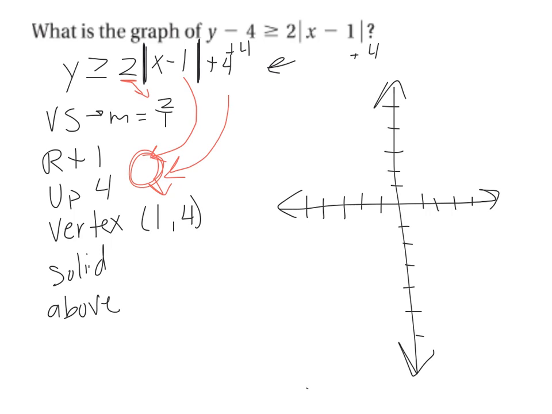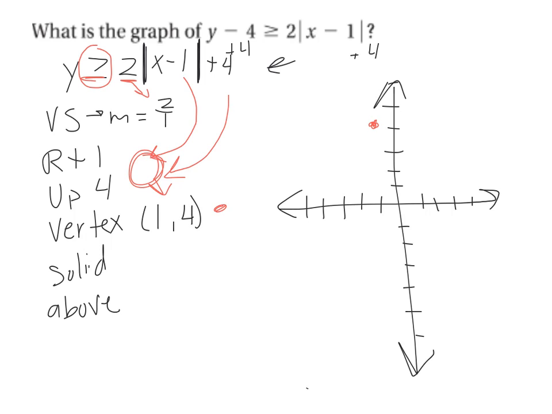And because of this sign right here, I know that should be solid because there's a line underneath. And y is greater than, so that means above. So the first thing I'm going to do is plot my vertex. So left 1, up 4. 1, 2, 3, 4. And then I'm going to plot my other 2 points.